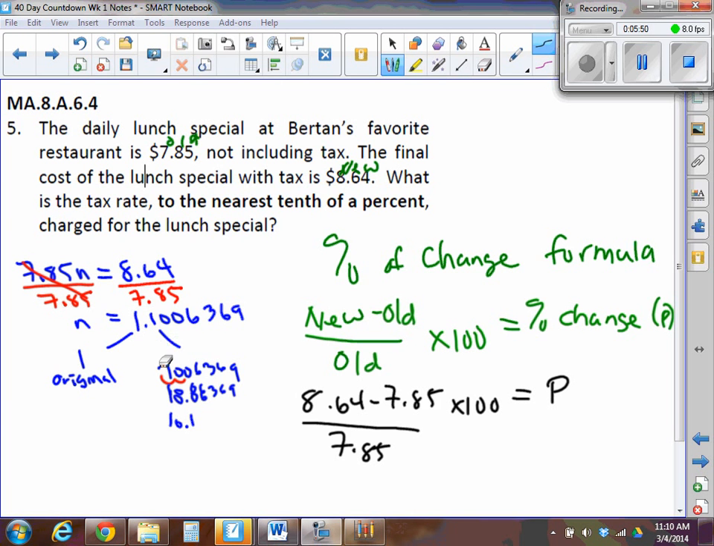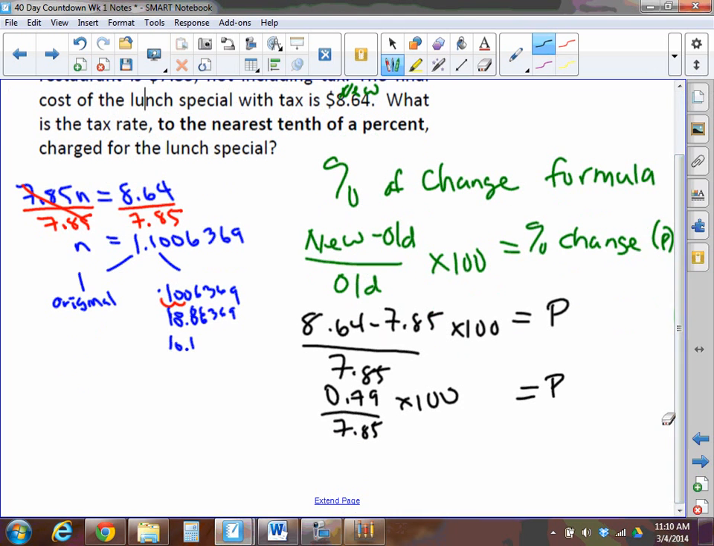Following the order of operations, the first thing you're going to do is subtraction. So 8.64 minus 7.85, and you end up with 0.79. That still has to be divided by 7.85 and multiplied by 100. But the beautiful thing about this is that I no longer have to clear any numbers out of my calculator. So the next step, following order of operations, would be division.